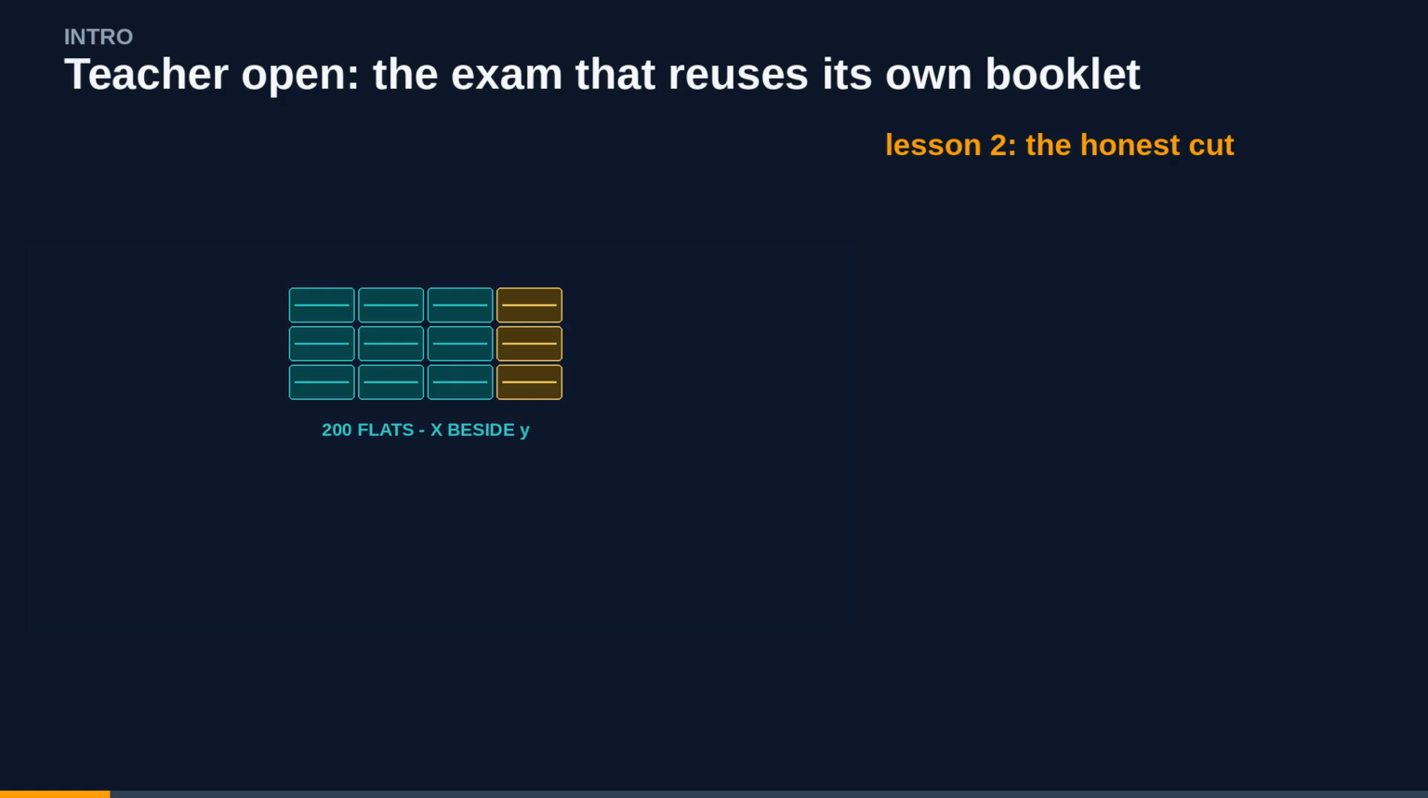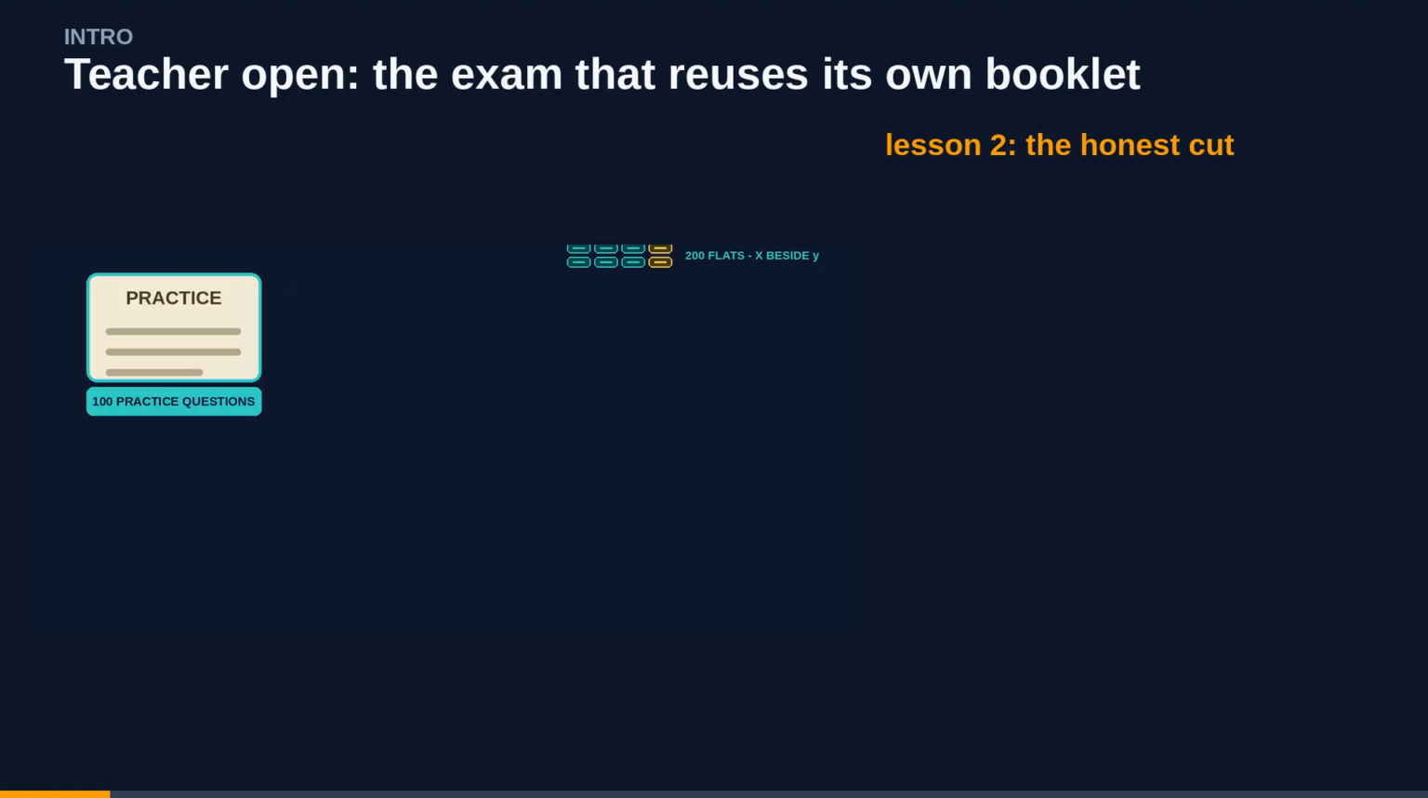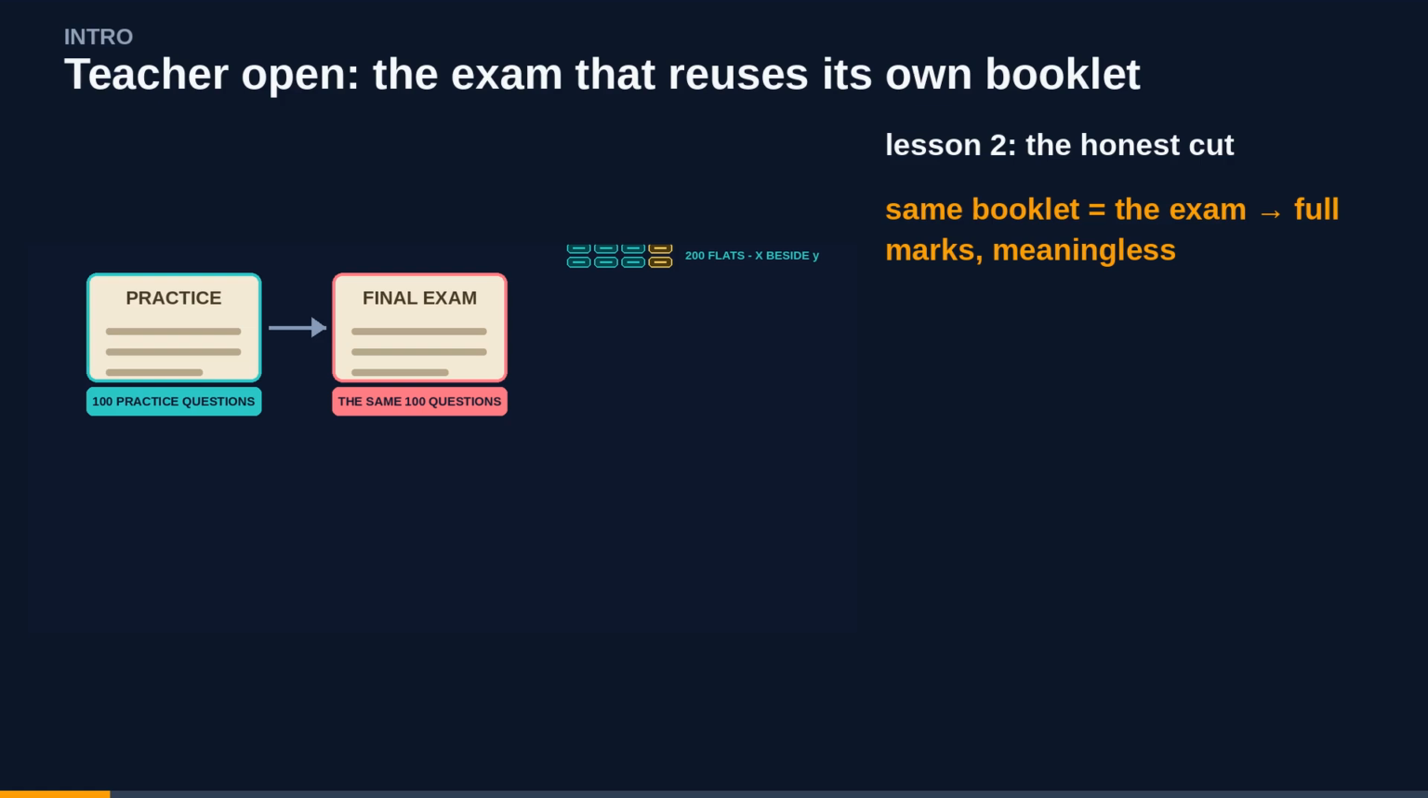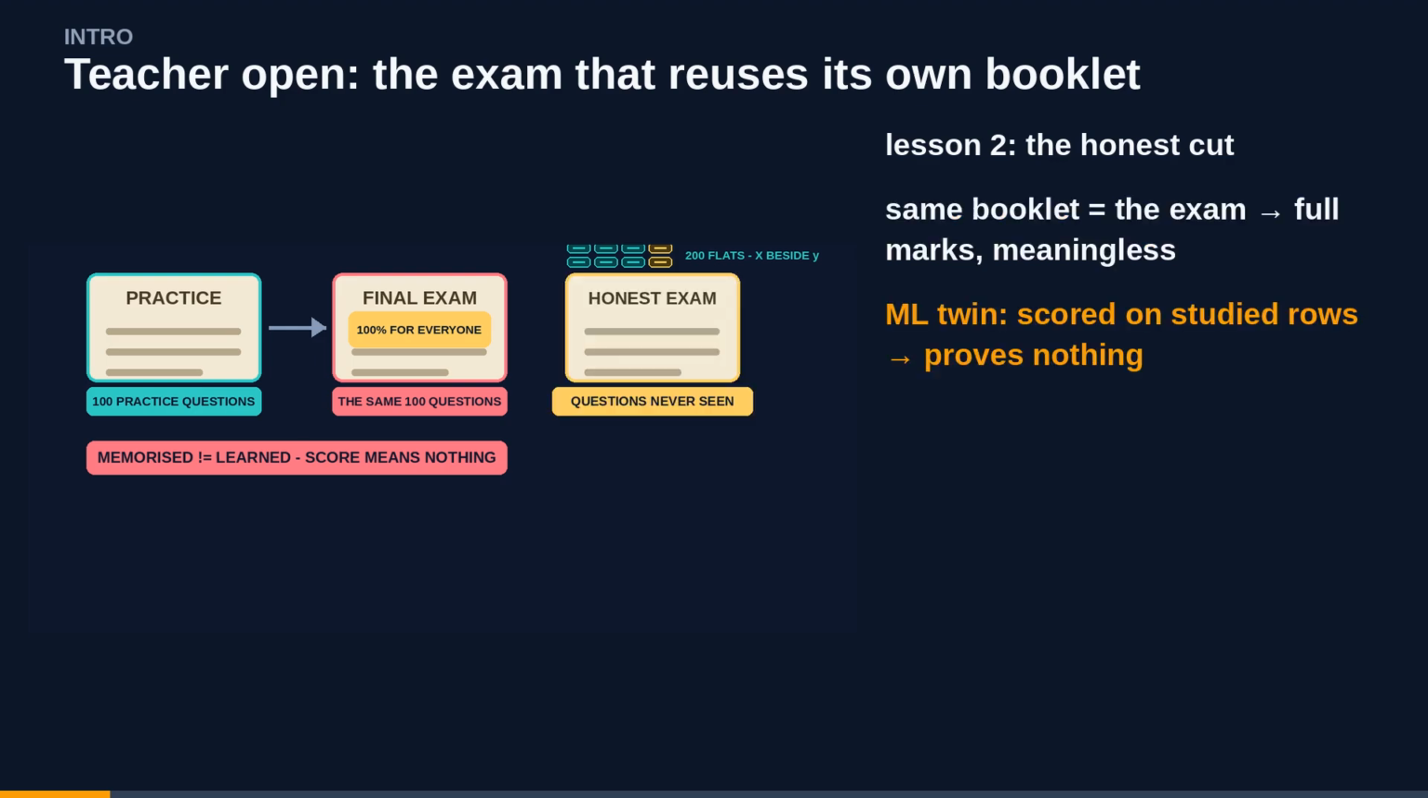Now picture a teacher who hands the class a booklet of 100 practice questions, then sets the final exam using those exact same 100 questions. Every student scores full marks, and the marks are meaningless because a student may simply have memorized the answers. To find out who actually learned, the exam must use questions the students have never seen.